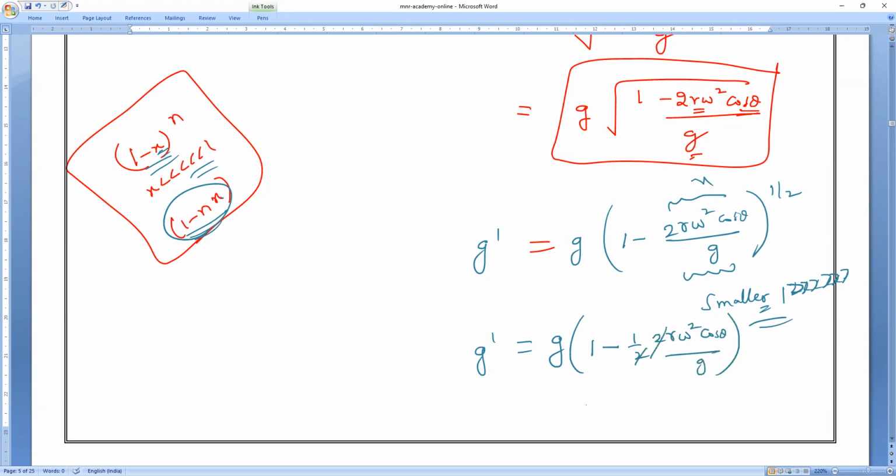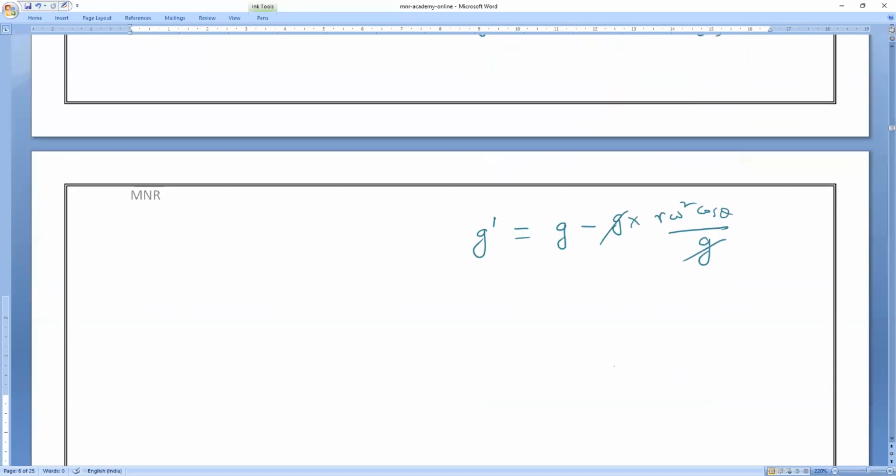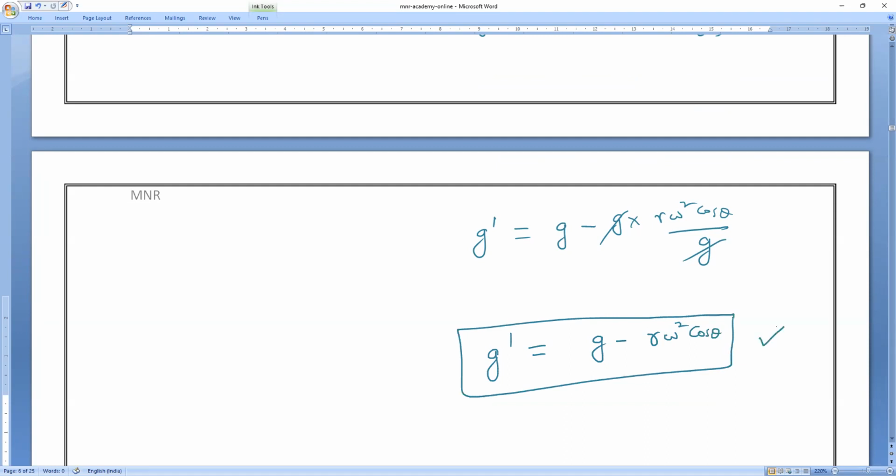So 2 will get cancelled. So what is remaining, everybody? You can notice it, all of you. So g dash is equal to, I'll multiply with the g, g into 1 minus g into r omega square cos theta divided by g. So g and g will get cancelled. So what is remaining? Anybody can tell? g dash is equal to g minus r omega square cos theta. At the beginning of yesterday's class, we wrote this. Verify it, everybody. Any doubt in this, you can ask me. Okay, guys? All of you? Yes, sir.